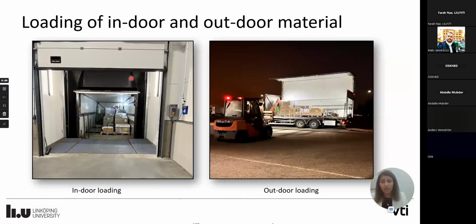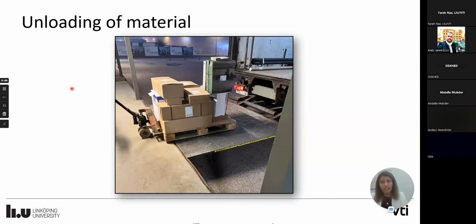Here are some pictures that show how loading takes place, indoor and outdoor. First the driver loads the truck with the indoor material, and then he moves the truck and parks it close to the material which is placed outdoors, and loads that material there. This is a picture showing unloading of material, small packages, and unloading takes place like this. Whereas if the material is large in size and heavy, the truck also has a crane, and the driver uses the crane to unload that material.